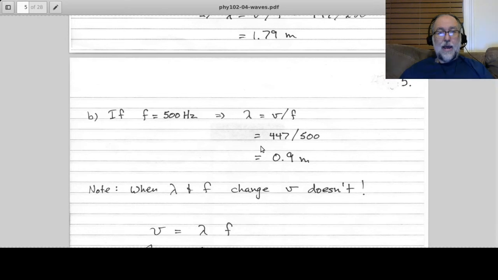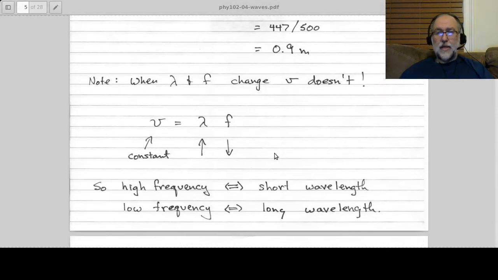All right, so I said this before, but now I think you can see it a little bit better. V remains constant, so if you increase lambda, your frequency decreases, or vice versa. Okay, so high frequencies correspond to short wavelengths, and low frequencies correspond to long wavelengths. They're reciprocally related. The bigger you make lambda, the smaller the frequency is going to be. Conversely, the smaller you make lambda, the higher the frequency.